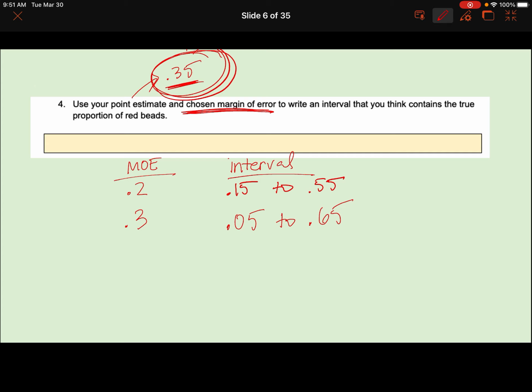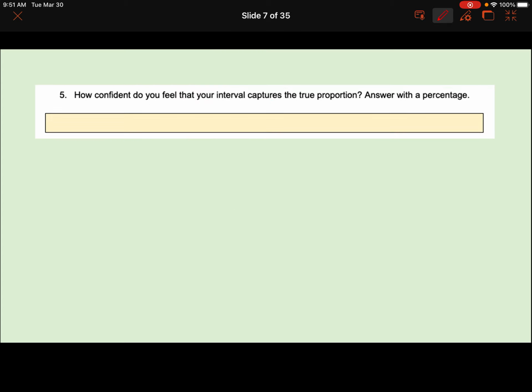All right, question 5. How confident do you feel that your interval captures the true proportion? Answer with a percentage. You can decide here. I'm not going to give you an answer. You have to decide. Only you can say how confident you feel about it.